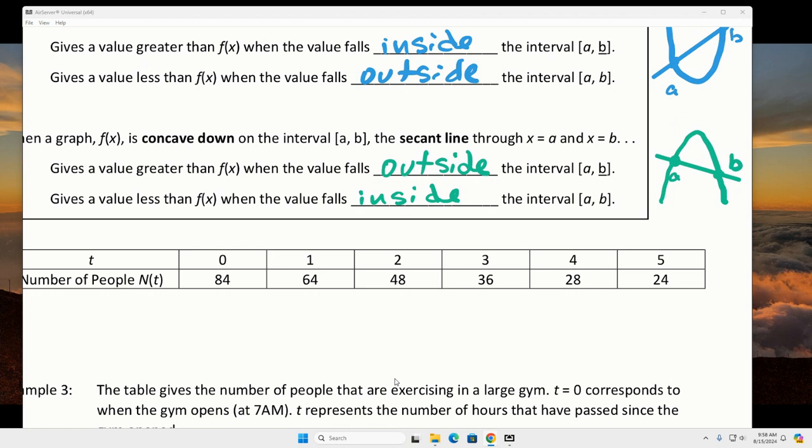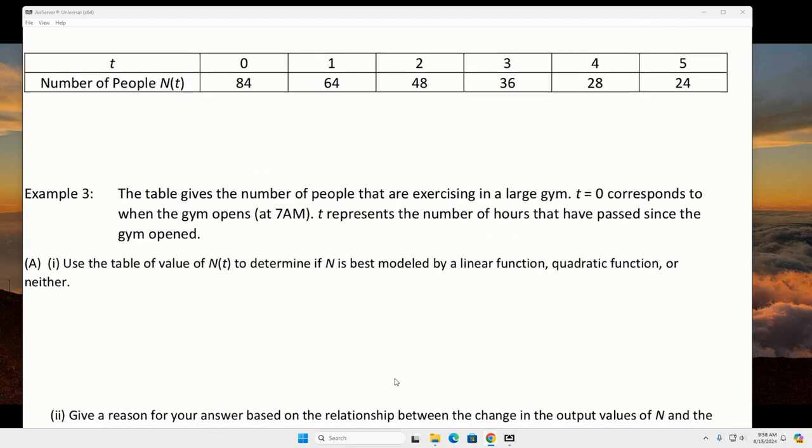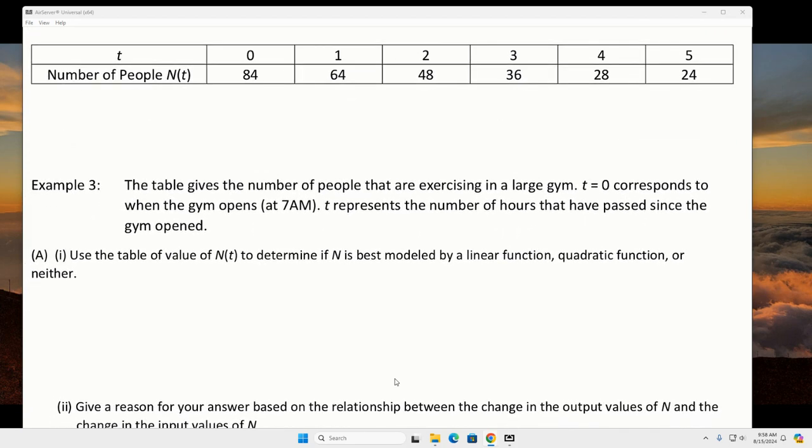Okay, now I know you guys are probably getting tired about these same problems about equal length input value intervals, but we're going to do it again. So this problem is about people exercising at the gym. So the table gives the number of people that are exercising in a large gym.